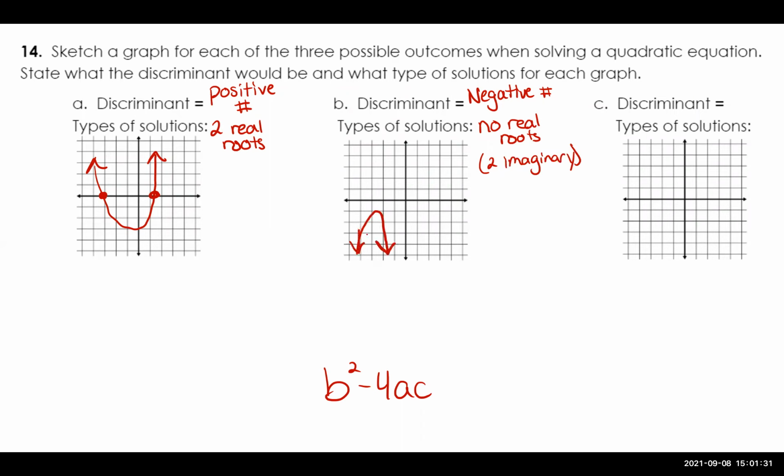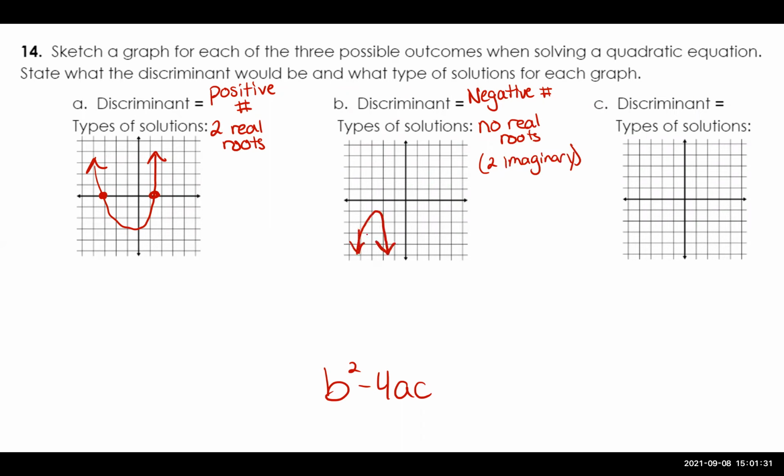Then the third scenario is if you do your discriminant and you get something equal to 0, that would be 1 real root. It's a double root. So you want some parabola that touches the x-axis once and then bounces back up.